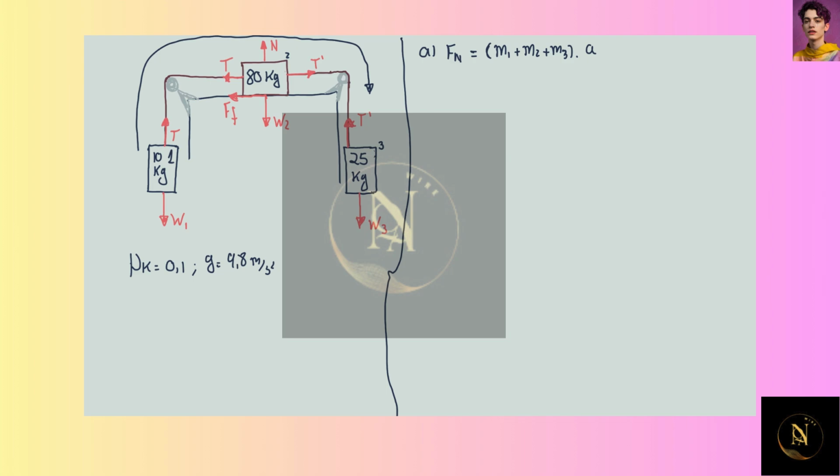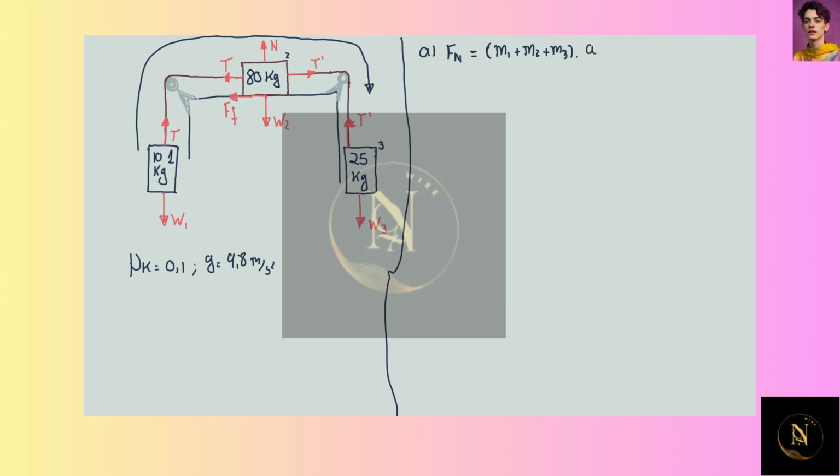Now, what is the net force acting on the whole system in the direction of my axis? There are the following forces: weight number 1, tension, tension again, tension prime, weight number 3, and a frictional force that points to the left. I know it's pointing to the left because this block is heavier than this block. So the system, if it moves, is moving to the right, and the friction is pointing to the left.